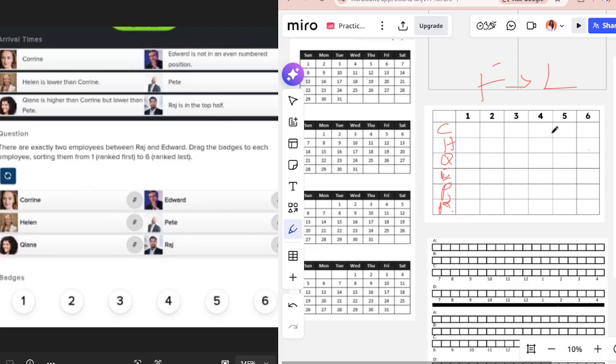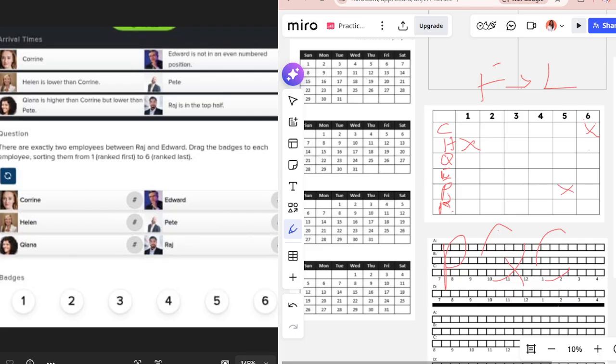They now said Eileen is lower than Corinne, so that means Eileen cannot be first because it comes after Corinne, right? Based on ranking. So Eileen is below Corinne, so Eileen cannot be first and Corinne cannot be last because Eileen is lower than it. Then Kiwana is higher than Corinne, right? So that means Kiwana, then Corinne, but Kiwana is lower than Pete, so we will have Pete, Kiwana, Corinne. So Pete has 2 coming after it.